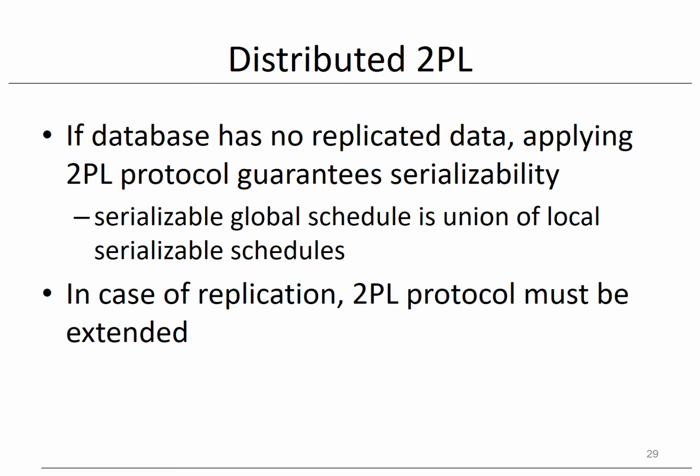As long as the database has no replicated data, applying the basic 2PL protocol guarantees serializability. Since the local schedules will be serializable, the global schedule, which is nothing more than the union of the local schedules, will be serializable as well. The latter no longer holds if certain data are replicated over different locations. In this case, the 2PL protocol must be extended.